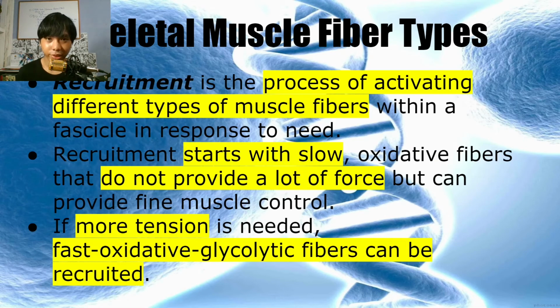So what is recruitment in skeletal muscle fiber types? Recruitment is the process of activating different types of muscle fibers within a fascicle in response to need. Recruitment starts with slow oxidative fibers that do not provide a lot of force but can provide fine muscle control. If more tension is needed, fast oxidative glycolytic fibers can be recruited.